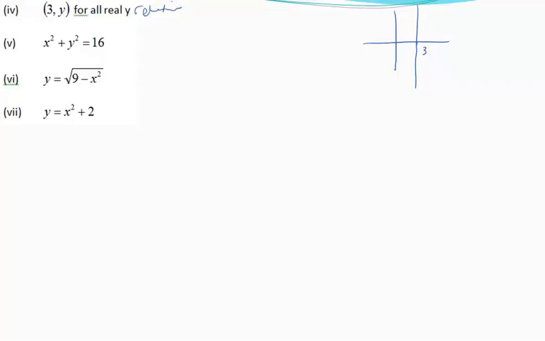Here, our next one, x squared plus y squared equals 16, is our formula for a circle. So we're going to have 2 points, so this one is a relation. So our next one here, the square root of 9 minus x squared, becomes a function. And x squared plus 2, also a function.